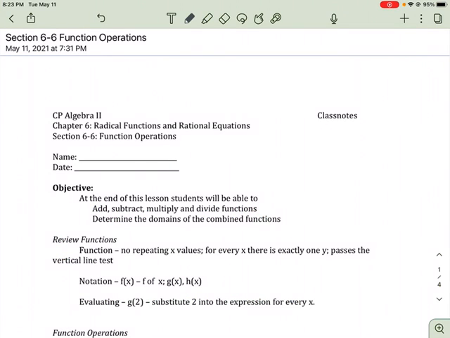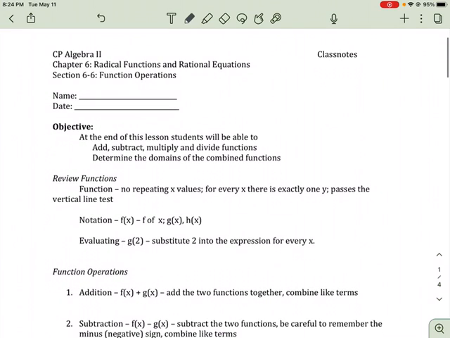Hi everyone. So today we're going to work on adding and subtracting, multiplying and dividing functions. So let's take a minute to review what a function is and how we're going to add and subtract. And then we're going to actually look at what values can we use for our functions. All right, so let's review.